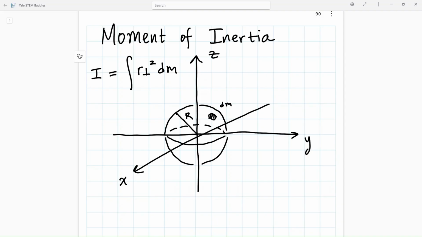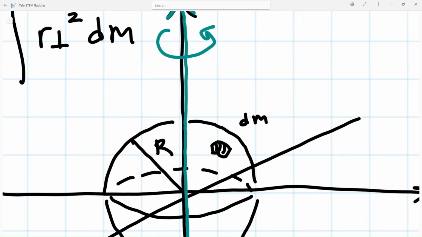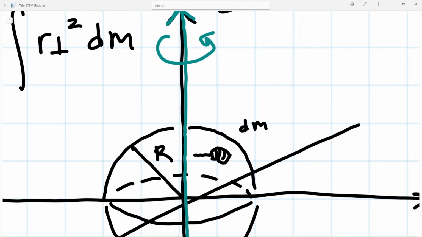Well, what is the perpendicular distance to the axis of rotation? In order to know that, we first have to specify the axis of rotation. So let's say in this problem that we will be rotating the sphere about the z-axis. The z-axis is the axis about which we are spinning. And then let's draw a perpendicular from this little chunk of mass to the z-axis. So there's that little perpendicular distance right there.